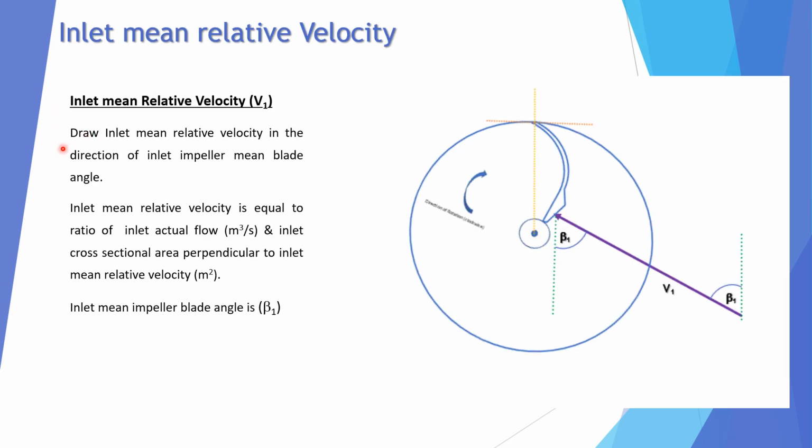Inlet mean relative velocity v1: draw the inlet mean relative velocity in the direction of inlet mean blade angle, that is v1 is drawn with angle beta 1 from axial direction. Inlet mean relative velocity is equal to the ratio of inlet actual flow in meter cube per second and inlet cross section area perpendicular to inlet mean relative velocity in meter square.